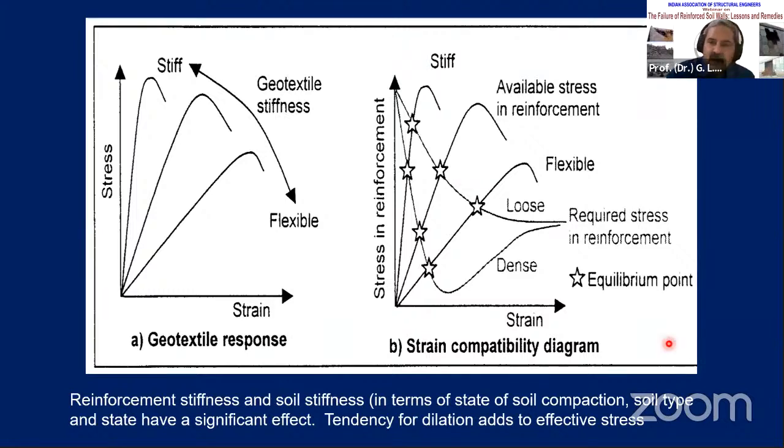This is what we call strain compatibility, because some force is developed in the reinforcement because there is a strain, as soil and reinforcement rub against each other. So the soil stiffness is very important. If it is very stiff, that is why we want very good compaction, it will have good stiffness. So the compacted soil state is excellent. Soil type, maybe dense or sandy material, is much better. That is why you call it a soil state.